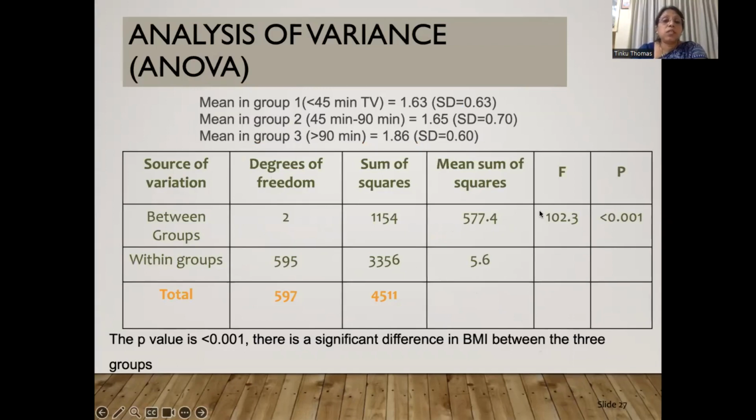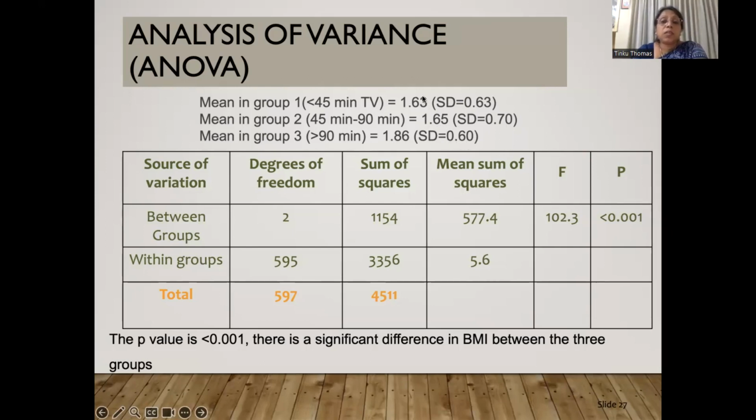So you see here the mean BMI in group 1 is 1.63. Now these are standardized BMIs, because in children, depending on their age and sex, the values have to be standardized. So standardized BMI is 1.63 with an SD of 0.63. In group 2, the standardized BMI is 1.65 with an SD of 0.7. And in group 3, it is 1.86 with an SD of 0.6.